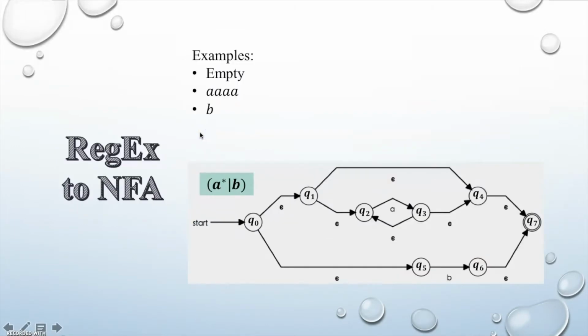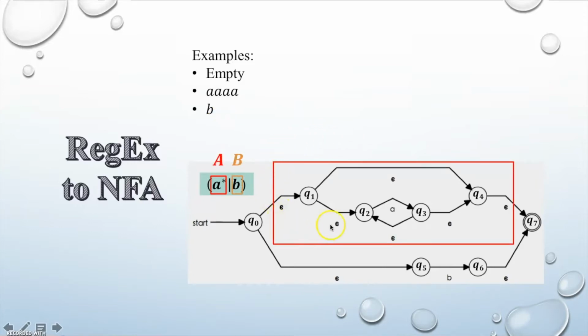Here is an NFA diagram for A star or B. I divide this A star or B as the uppercase A and then uppercase B. In this diagram, this section is the uppercase A, and this section is the uppercase B. In the uppercase A, we have the little a with a star, which means we should have the loop, and here is the loop.